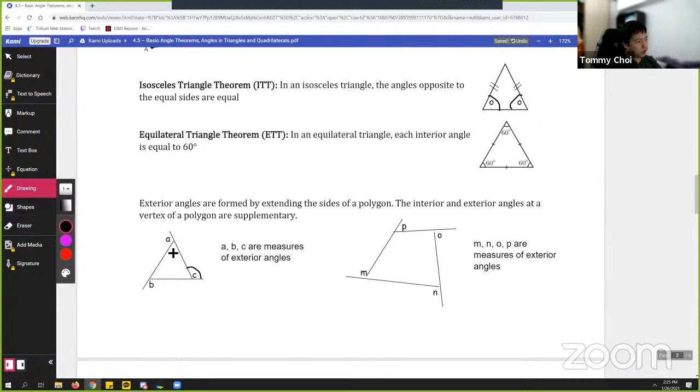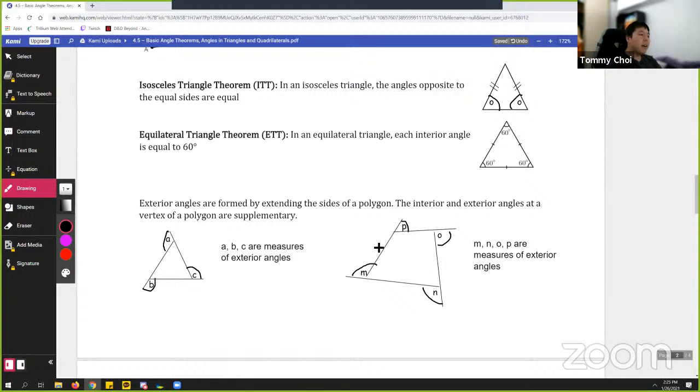So A, B, and C in this situation would be called exterior angles. And then a quadrilateral looks kind of like this, looks a little weird, but all 4 of these angles, M, N, O, and P, would be called exterior angles. So these are the outside angles of a polygon, versus interior, which are the inside angles.